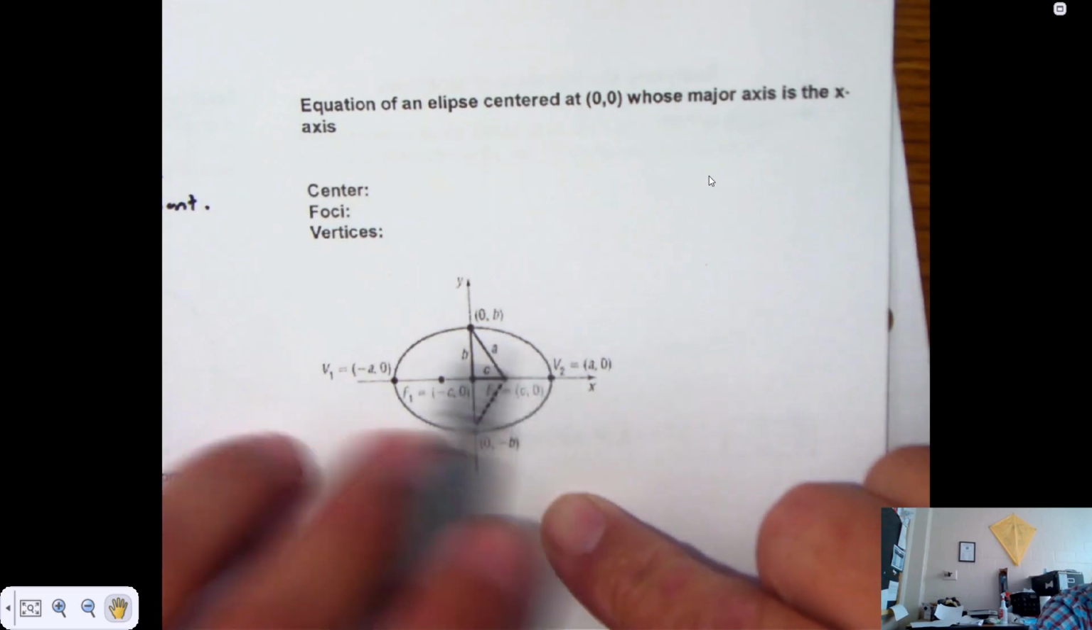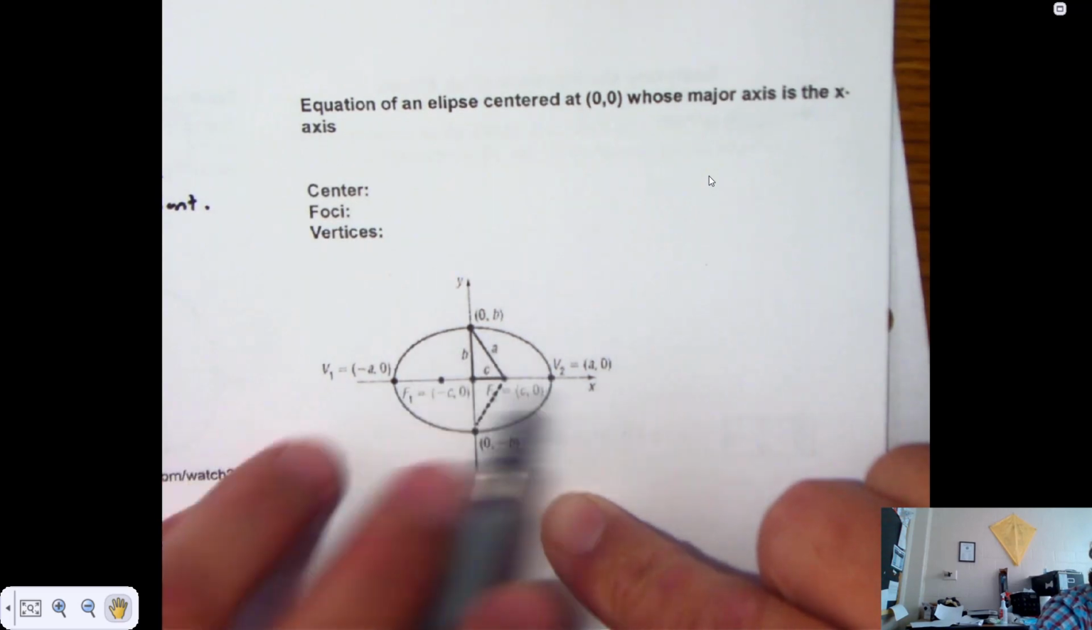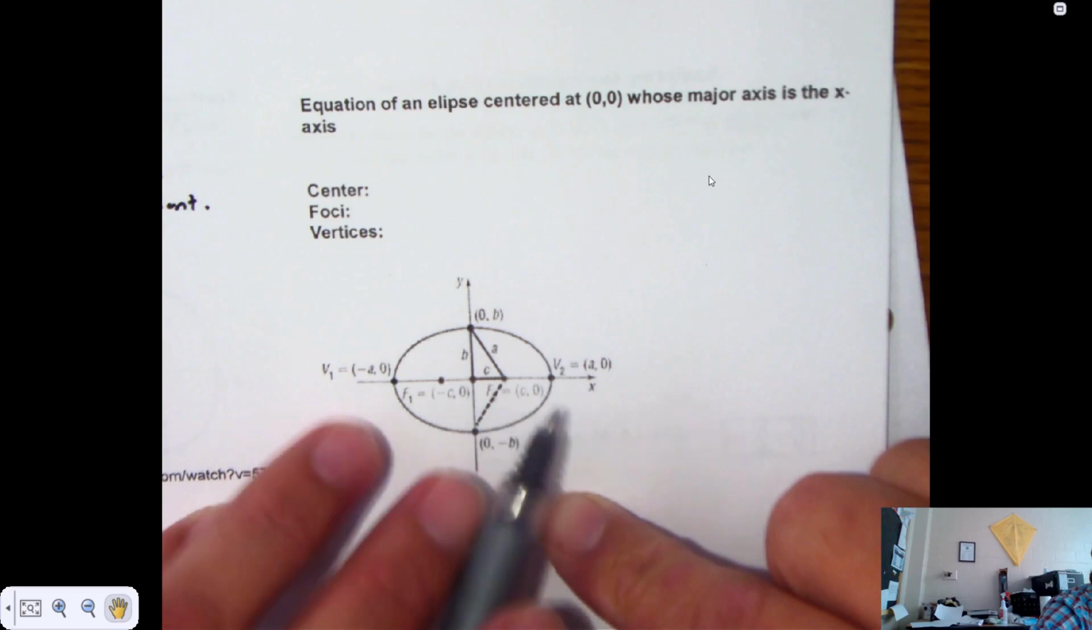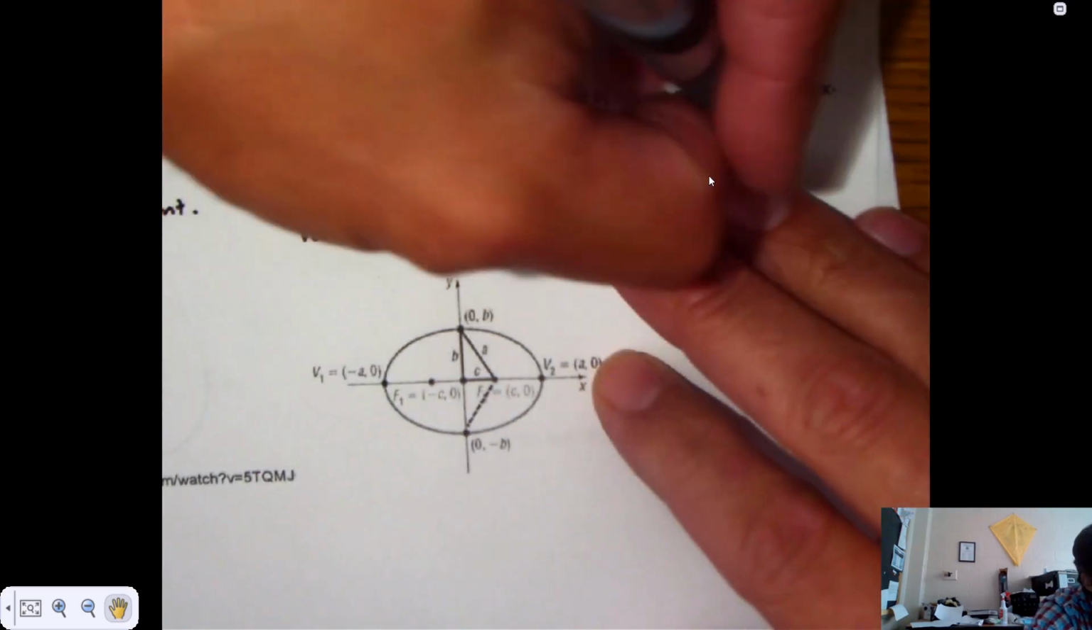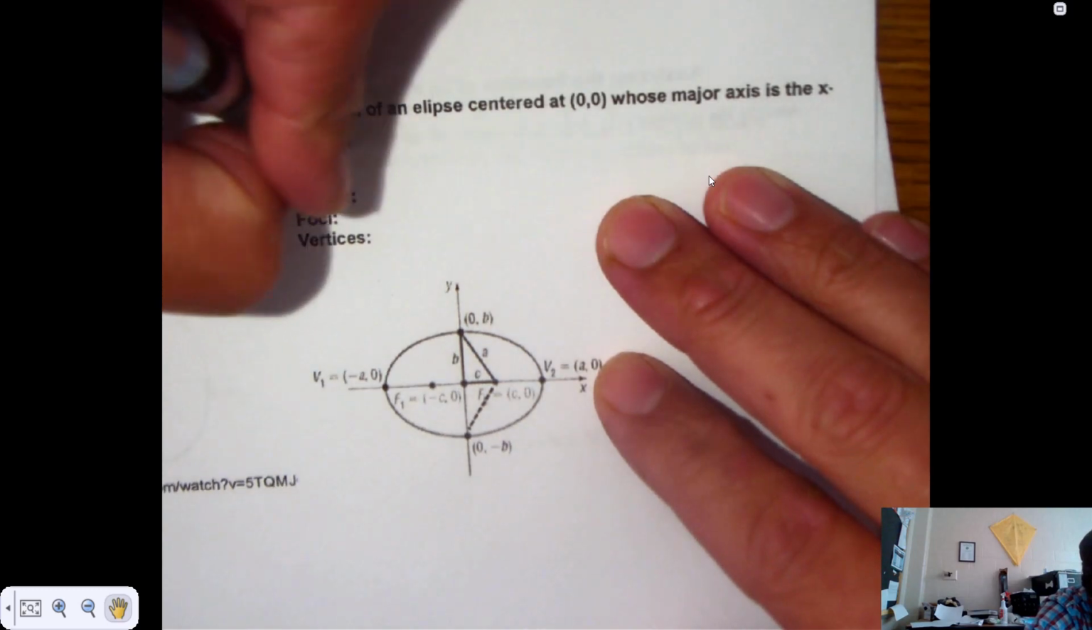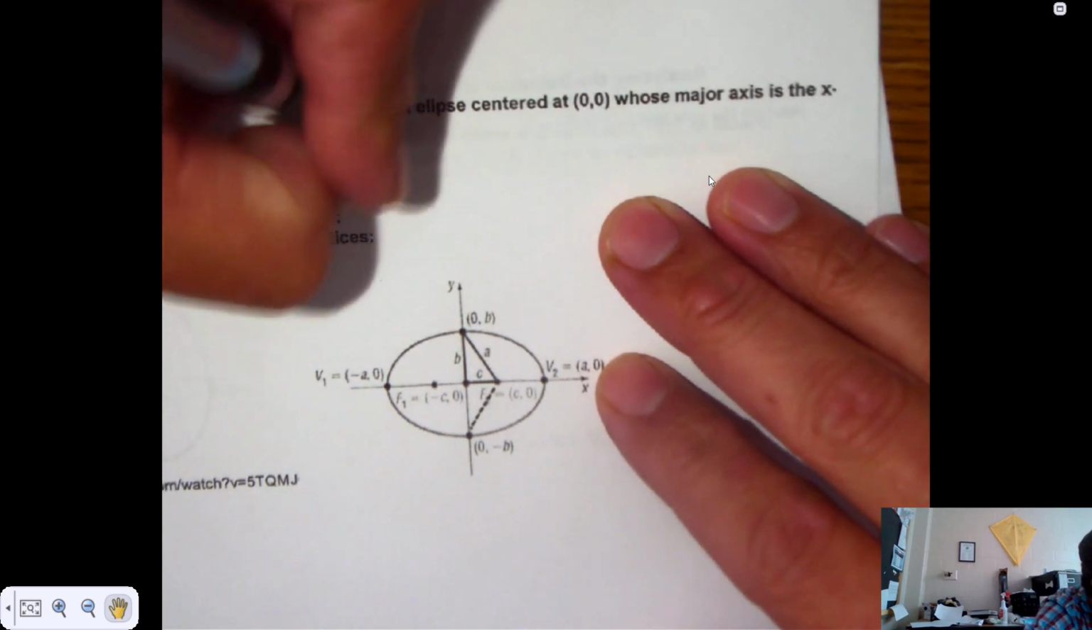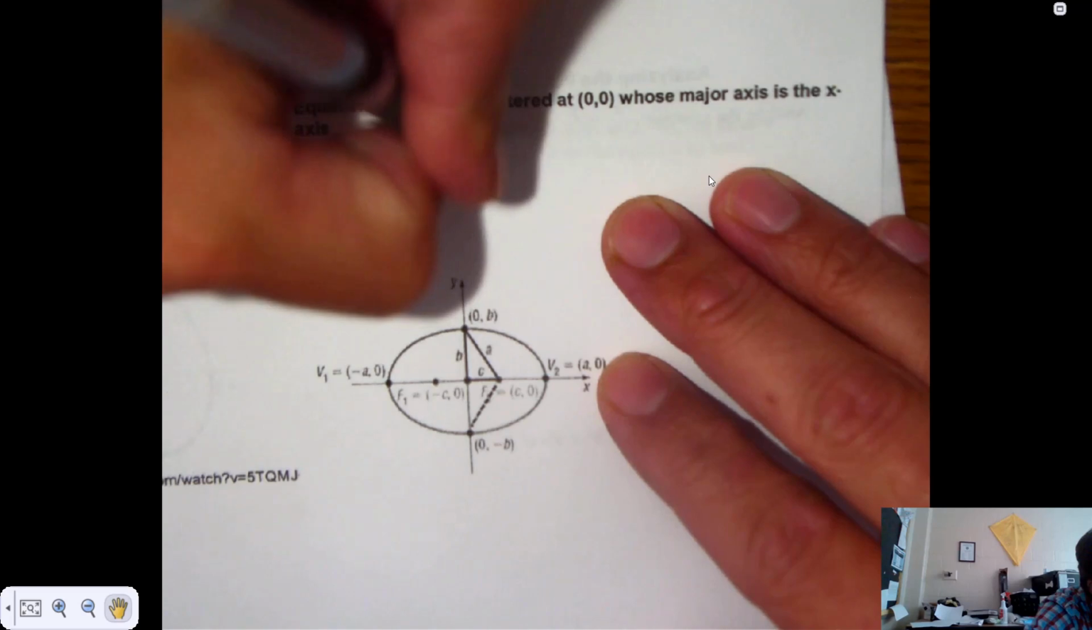What that means is it's kind of parallel to the x-axis. You kind of see how the x-axis is the line of symmetry. Cuts it right in half. Do you guys see that? Major axis, the x-axis, that means the x-axis is the line of symmetry.